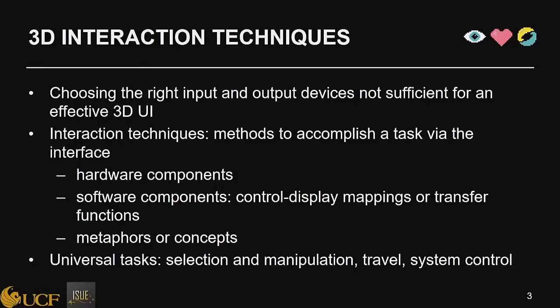And there's a set of universal interaction techniques that are out there. Selection and manipulation is probably the most important, but maybe the second most important is how you actually move around in the virtual environment, and that's travel. And then, of course, there's system control, which is how you manipulate various aspects of the application. But for the purposes of this discussion, I'm going to spend the next hour talking about selection and manipulation.